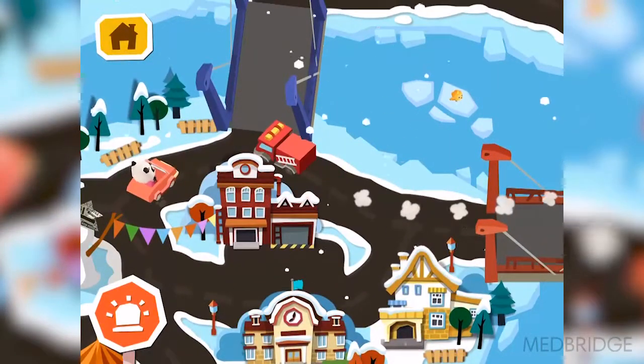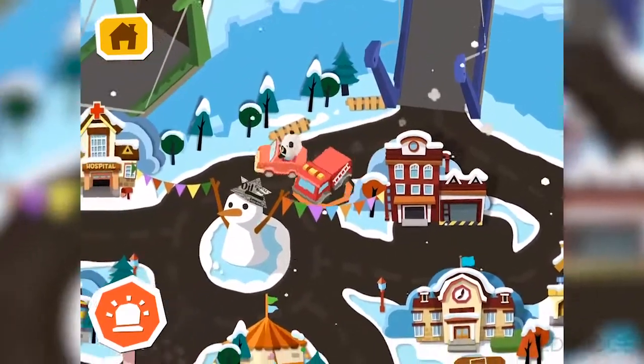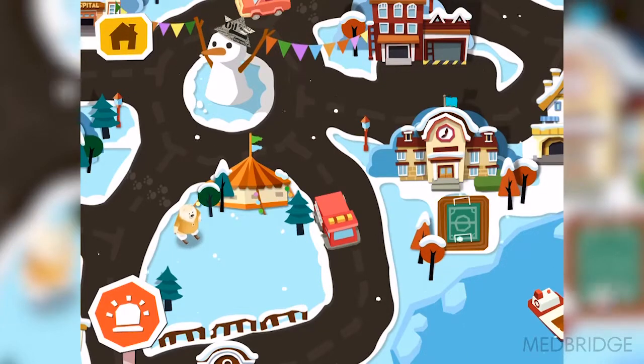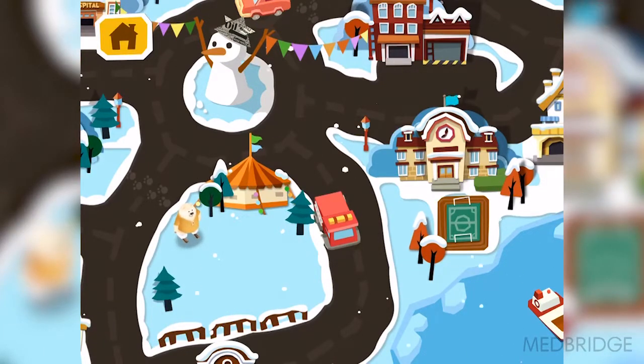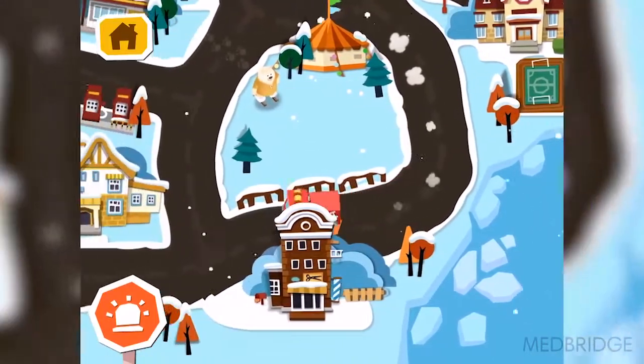Like the store. Yep, they have stores. Okay. Carnival. Yep, they have a carnival. It looks like it's a carnival that includes ice skating as well. Okay. Let's see what else they have.